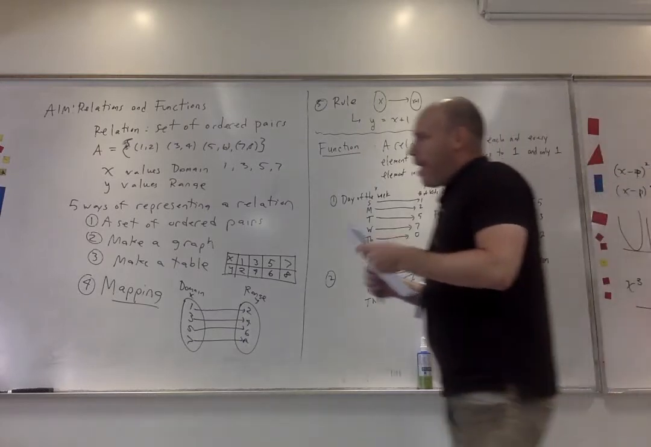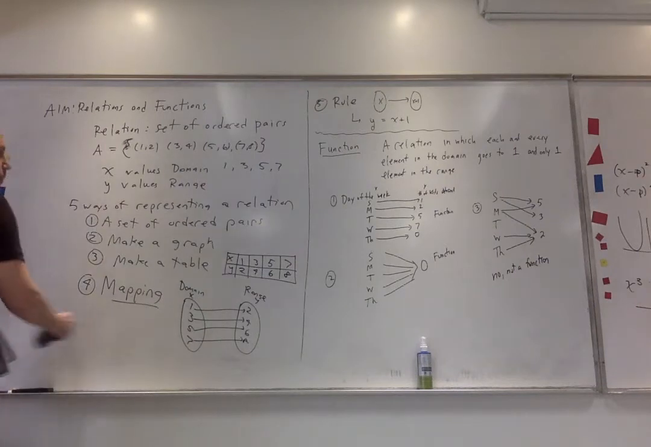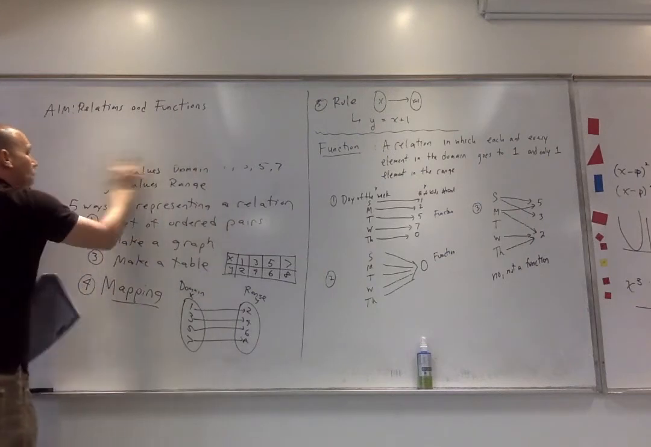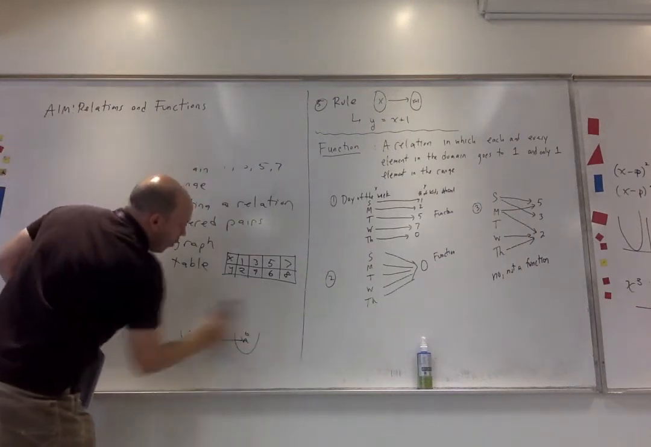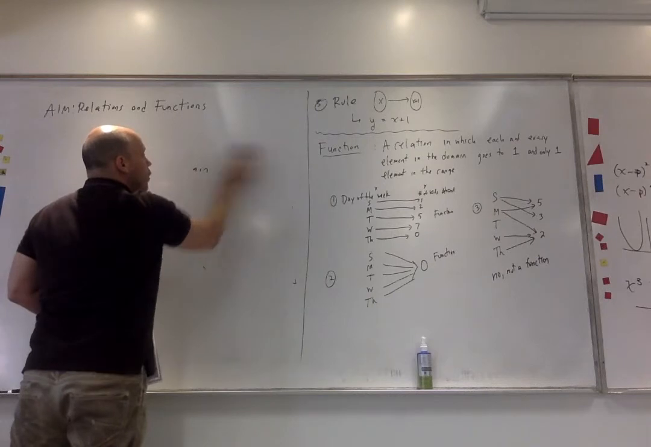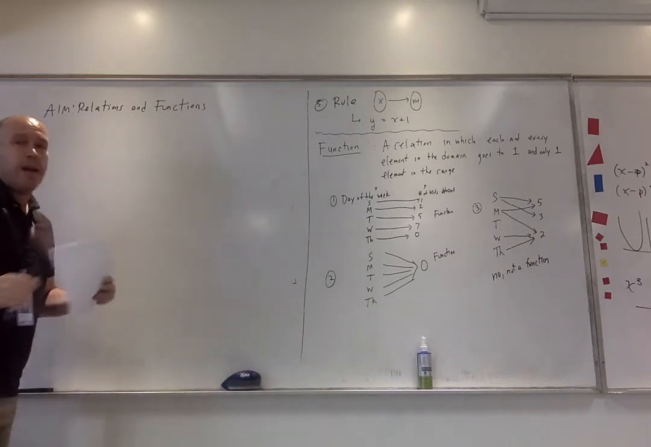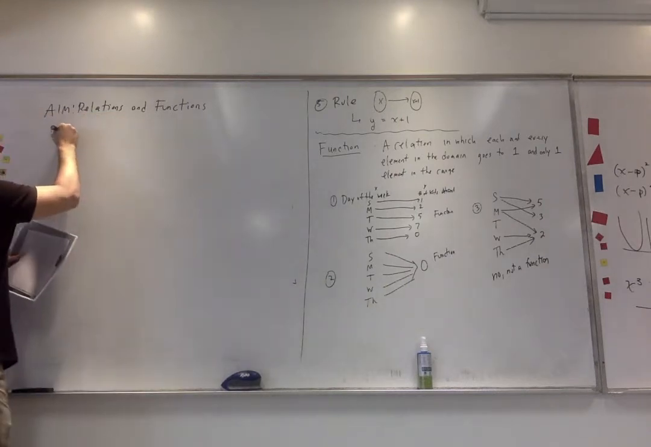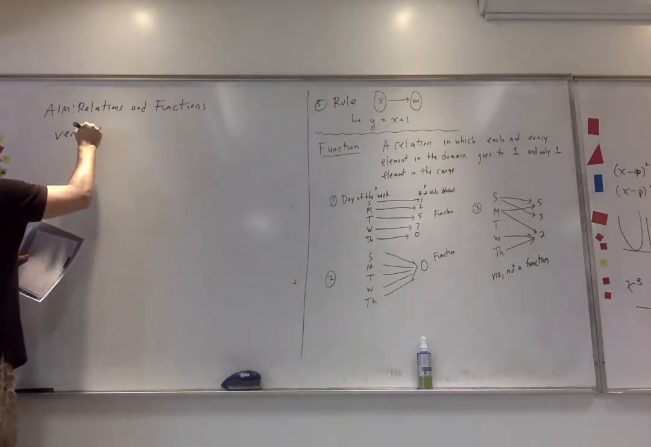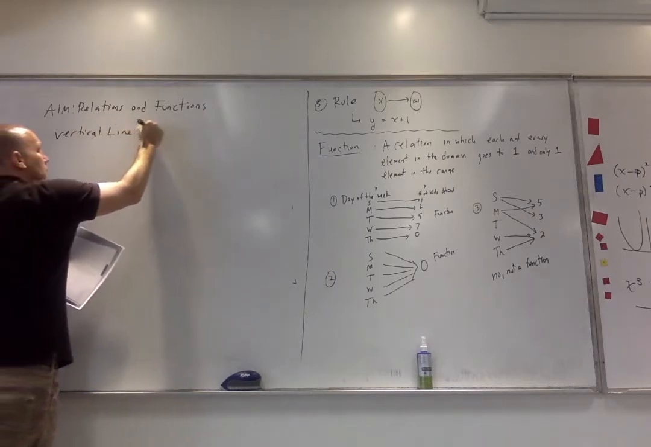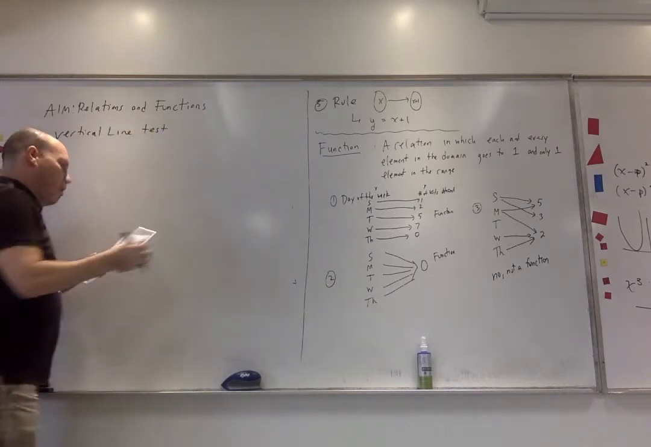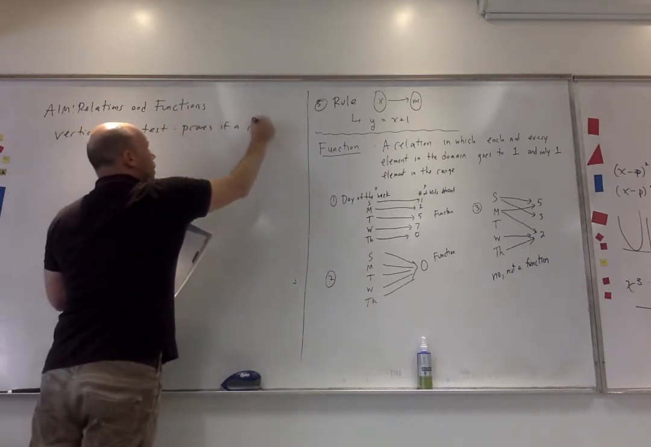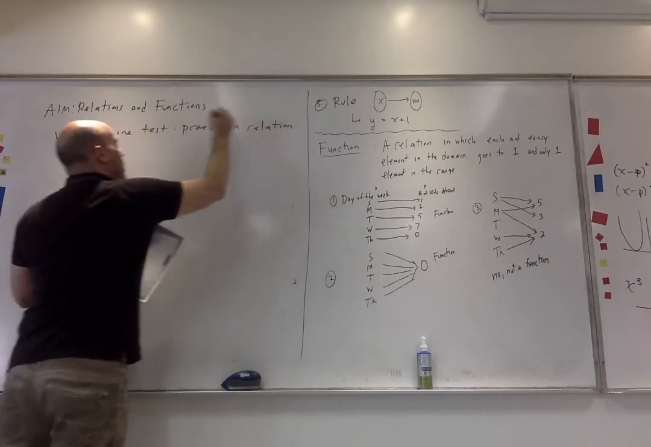Okay. The next thing is, we're not interested in days of the week. We're interested in numbers, right? So the question is, what's another way? Well, you can do the arrows, or you can do something called, since we're interested in numbers and also graphs, the vertical line test. The vertical line test. And this proves if a relation is a function.